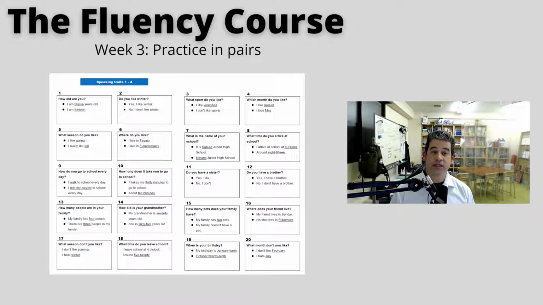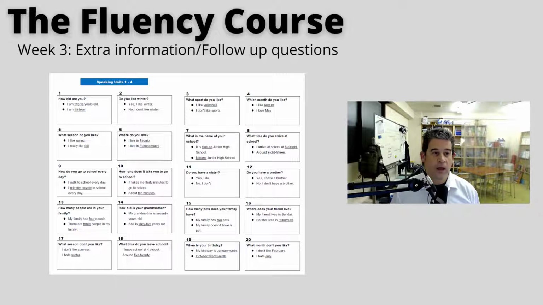Another variation is to have the student who's answering try not to look at their paper. That means that they have to catch the question and answer from memory. And then we can also do this, which is ask the students to provide extra information or to ask follow-up questions.